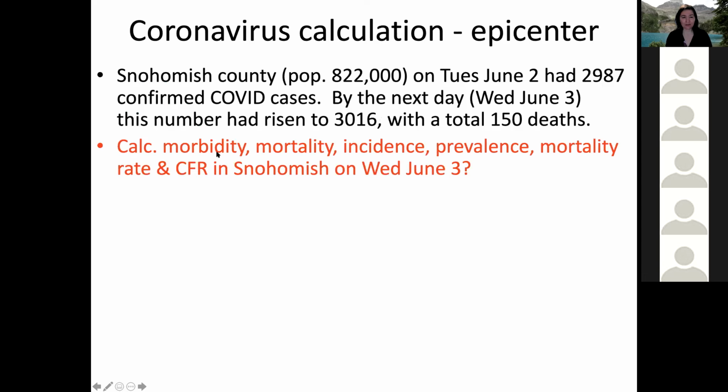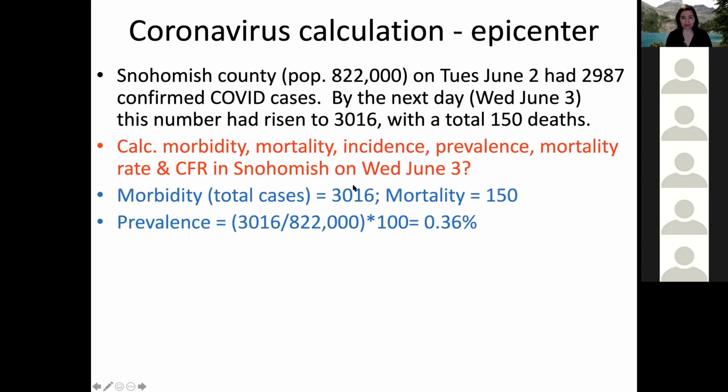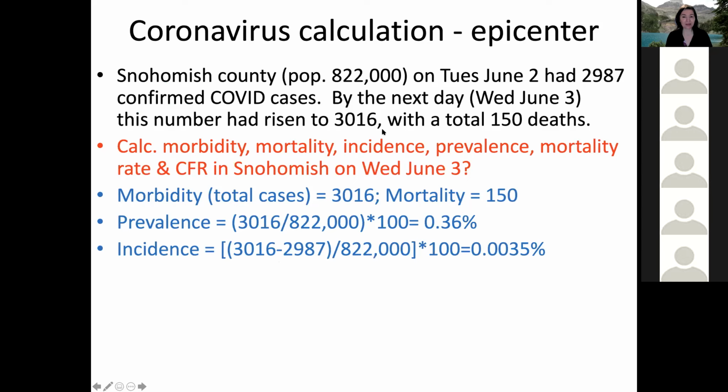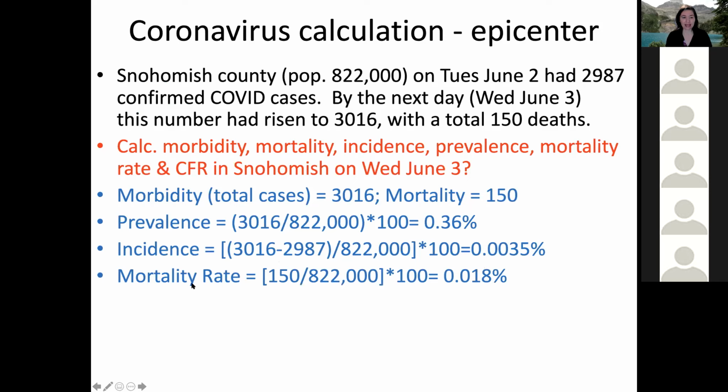Okay, so morbidity is going to be total cases. Mortality is going to be total deaths. Prevalence is going to be the total cases over population times 100 because you want a percentage. Incidence for this particular example you had to calculate because you had to say, well, it's new cases. So I know what the old case number was. I know what the new case number is. So this is the difference divided by population times 100. And then mortality rate would be deaths over population times 100. And then CFR, again, not on the test, but just for funsies, would be deaths over caseload times 100.